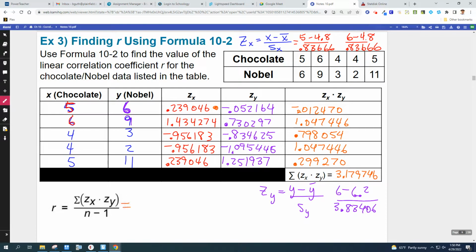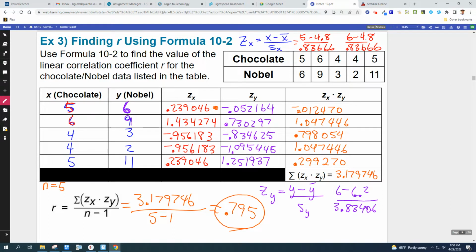So then I can go look at my r formula. The sigma of those products was 3.179746. And then on the bottom, I've got n minus 1. I remember n was 5 because I had 5 dots. So 5 minus 1. I'm taking 3.179746 divided by 4. And guess what I get? 0.795. Okay, but we already knew that, right?